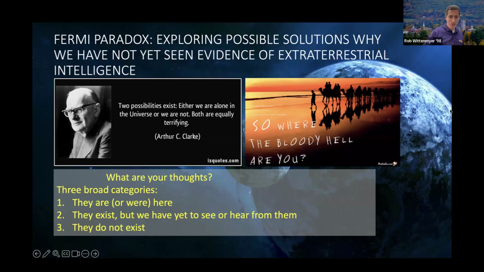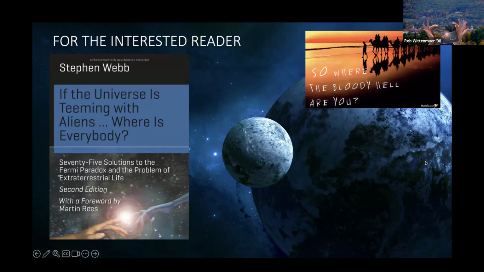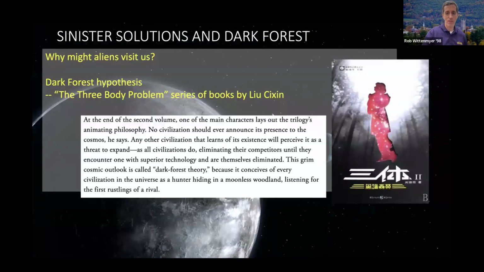So for the interested reader, this book, which we don't assign in the class because it's expensive and quite long, I ask the students to come up with reasons why we haven't seen evidence of aliens, and they've not read this book. So it's like, okay, how many of the 75 in this book does the class come up with on their own? It's a really fun exercise. And there's all kinds of interesting things.